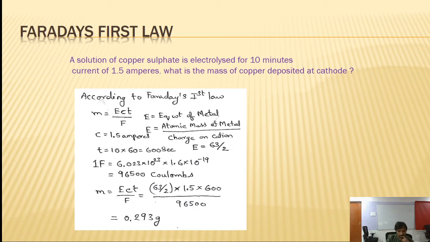Now, substituting the values in the equation, M equal to ECT by F: 63 by 2 multiplied by 1.5 amperes, 600 seconds, divided by 96500, and you will be getting the result as 0.293 grams. Okay, this is a very important answer, a very important problem with respect to IP.